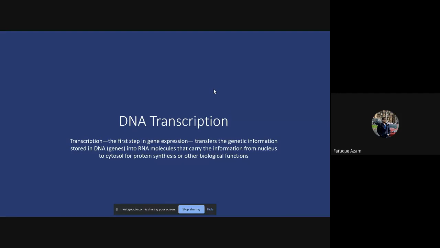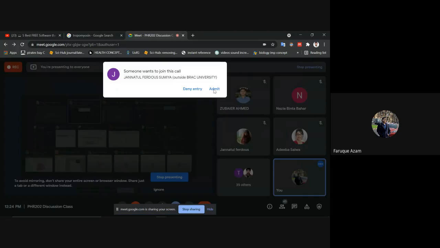So the result of transcription is not always a protein. Sorry, the RNAs are not always translated into protein. So that's one important thing.